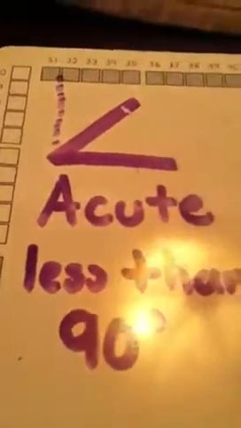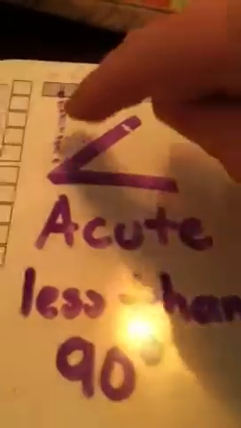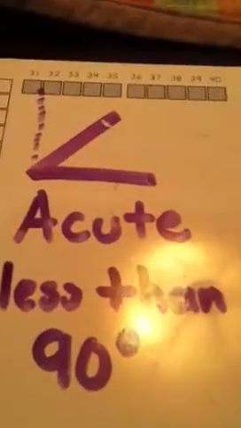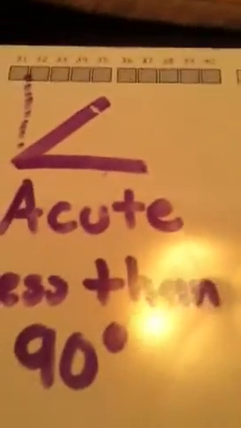So this angle right here is about halfway between. It could be up here, it could be down lower, but that's going to be an acute. It's basically a small angle. Okay, so that's our first type.